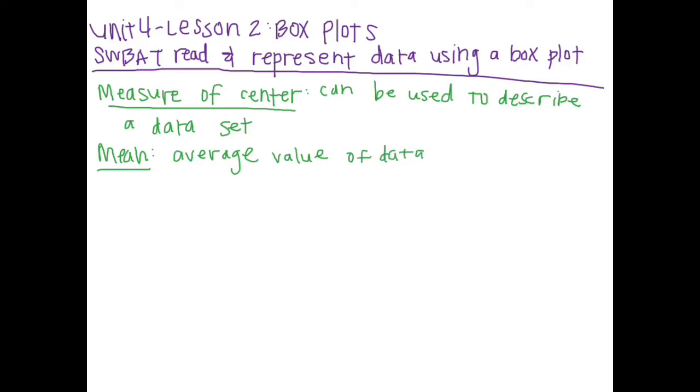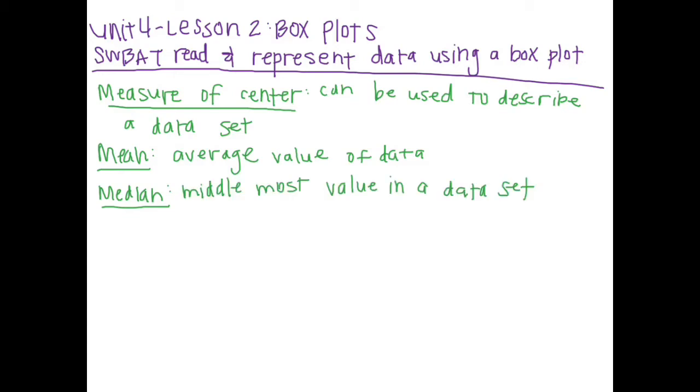Our next term is median, and the median is the middlemost value in a data set. If you have 2 values in the middle of your data set, then you find the mean by adding those 2 numbers together and dividing by 2, or you take the average or the mean.